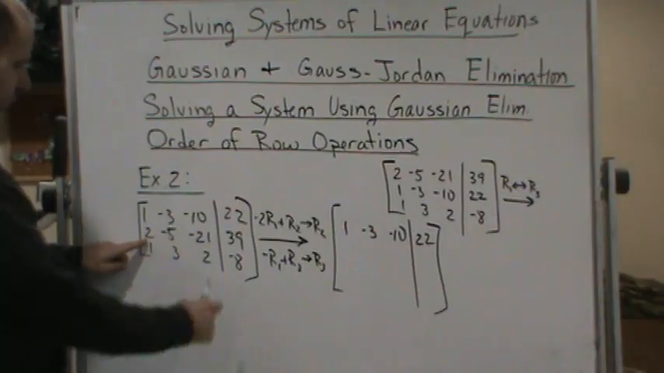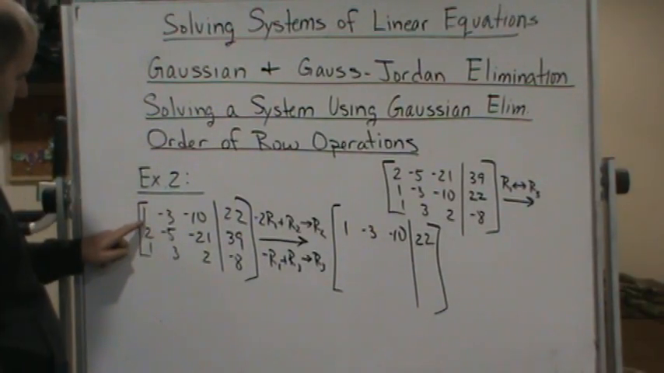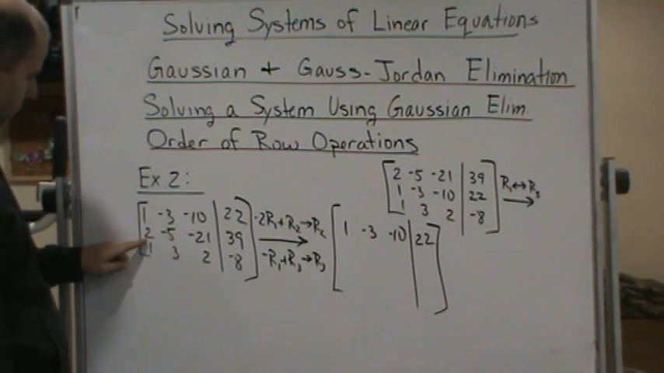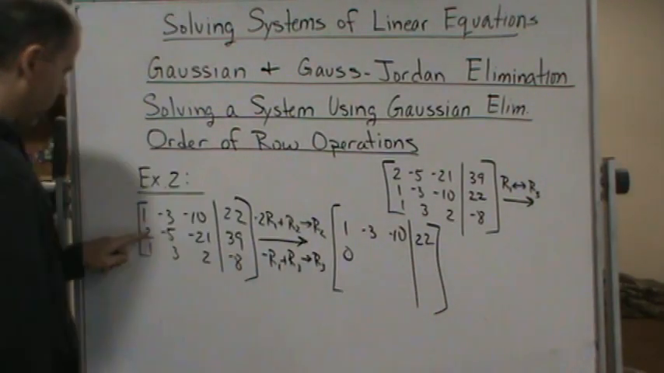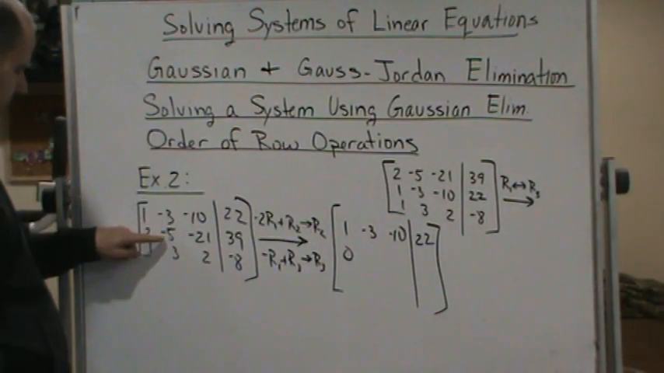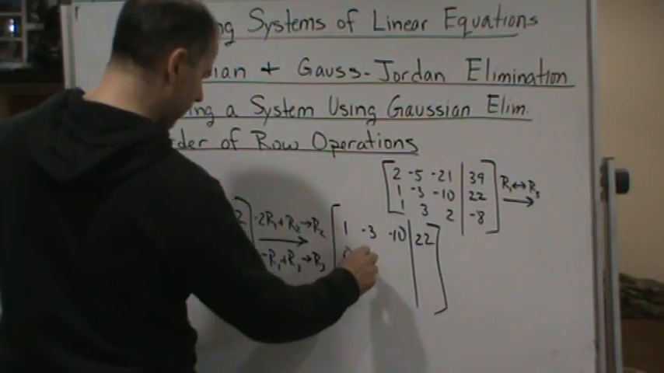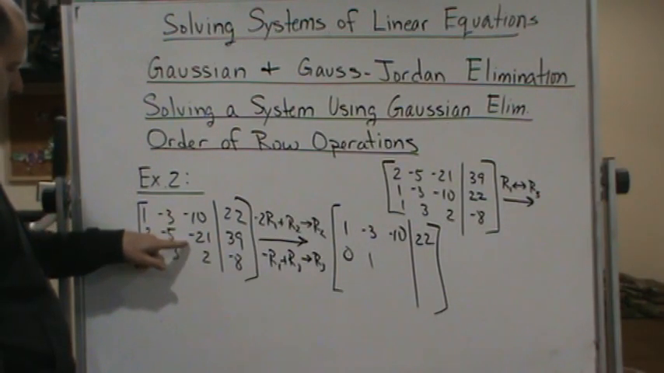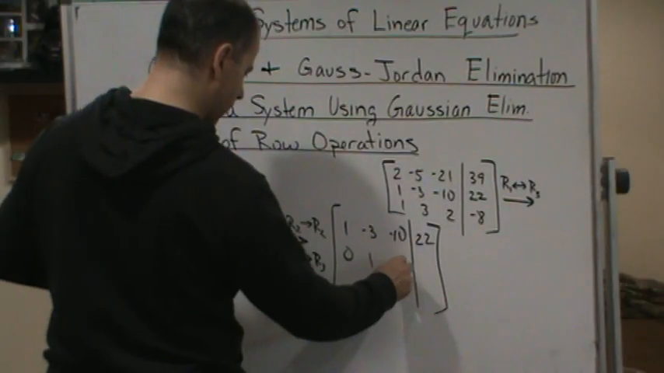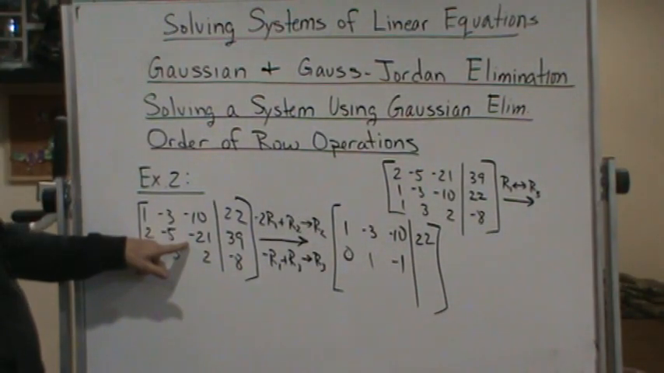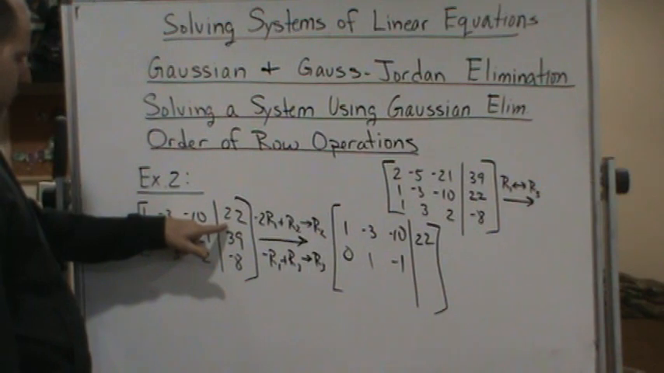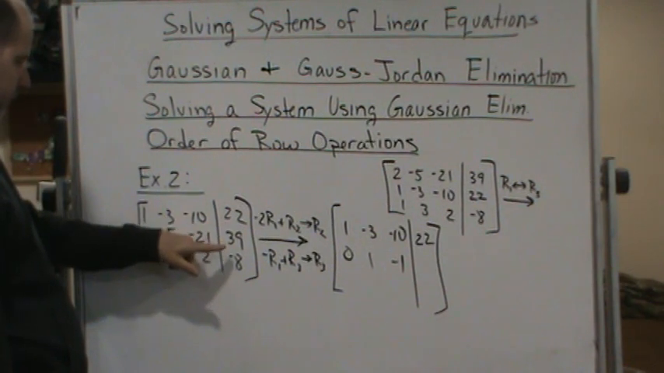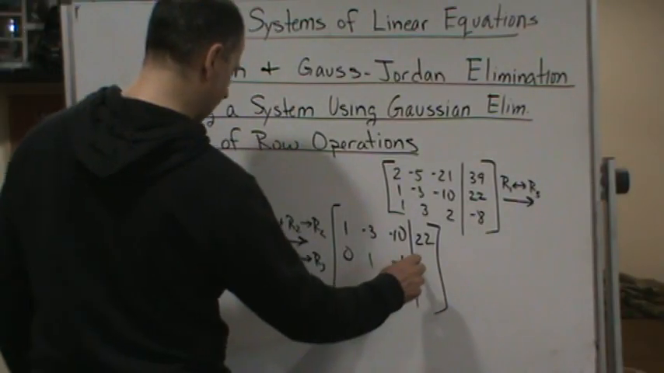This here, okay, so again, -2 times 1 is -2, plus 2 is 0. -2 times -3 is 6, plus -5 is 1. -2 times -10 is 20, plus -21 is -1. And then -2 times 22 is -44, plus 39 is -5.